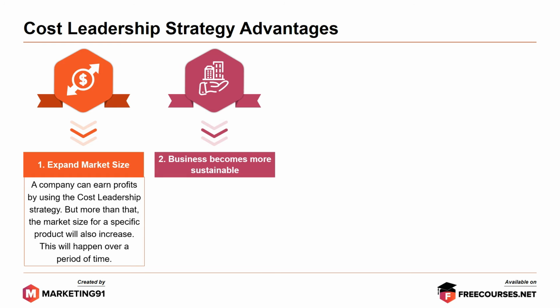Next, a business becomes more sustainable. The financial threats to a business go down if the business cost is low. Let's say the market for the specific product goes down. Then a business using cost leadership strategy will be safe as there are no huge losses.